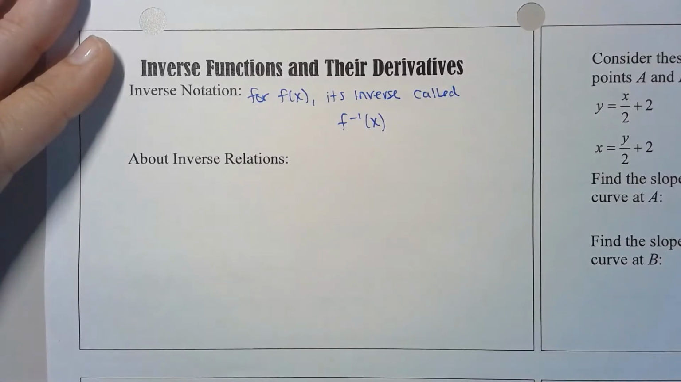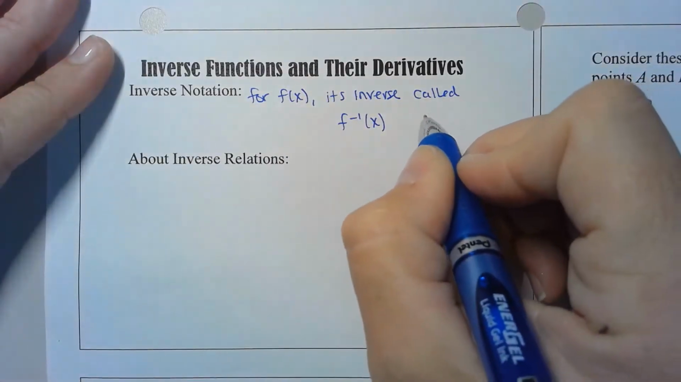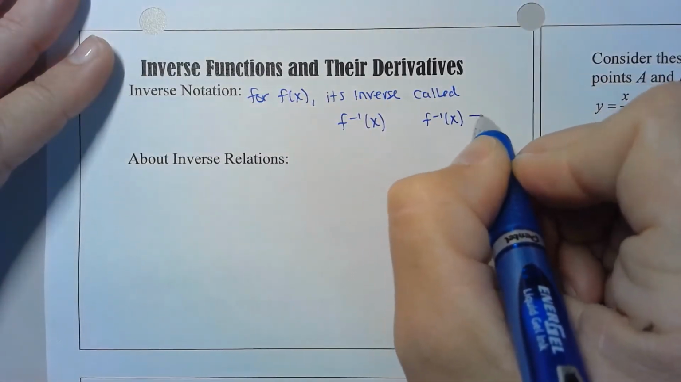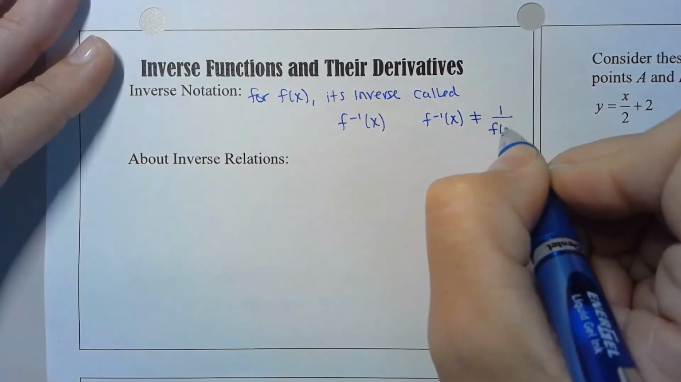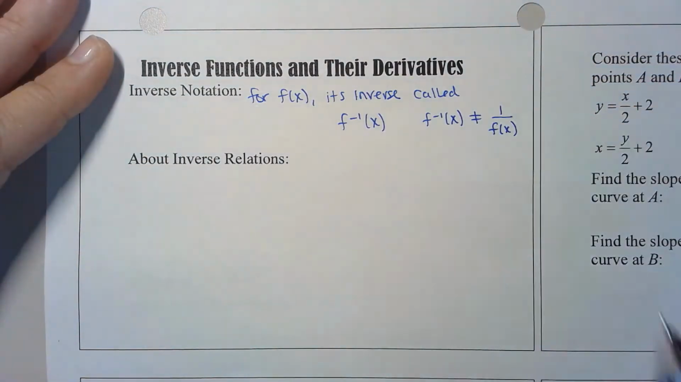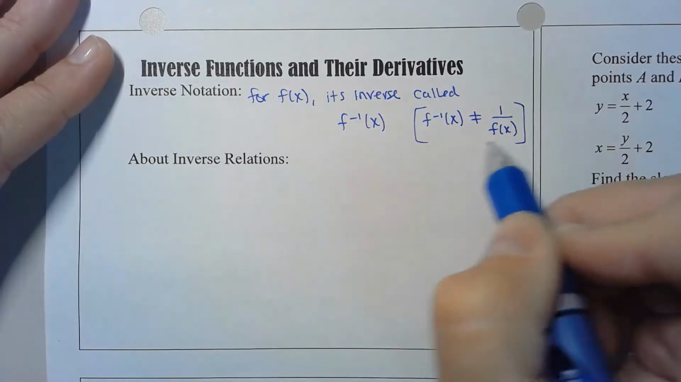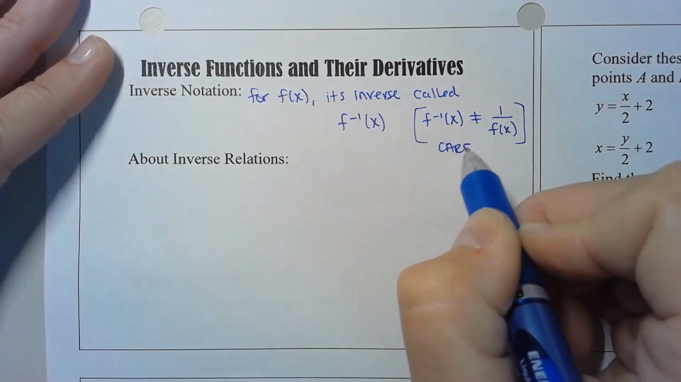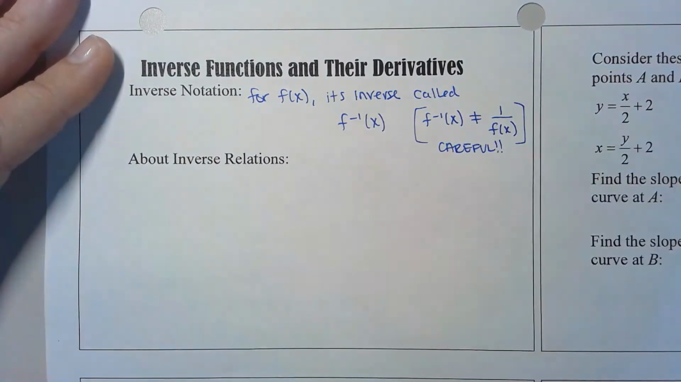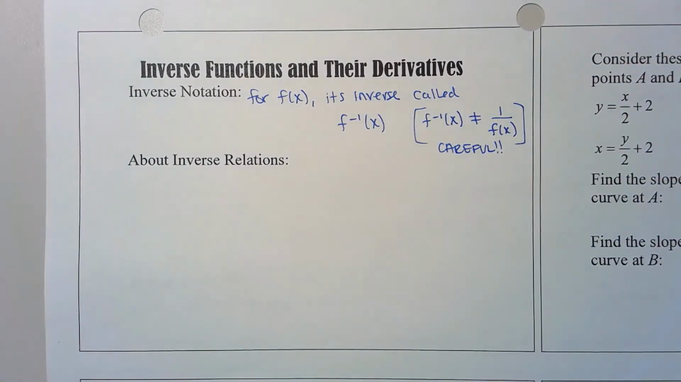Be very careful. This does not mean f of x to the negative first. I'm just going to write that kind of big there. Careful, because I see it all the time. That means the inverse. Who knows why some mathematician somewhere said, let's use a -1 exponent to mean inverse. Drives me crazy.